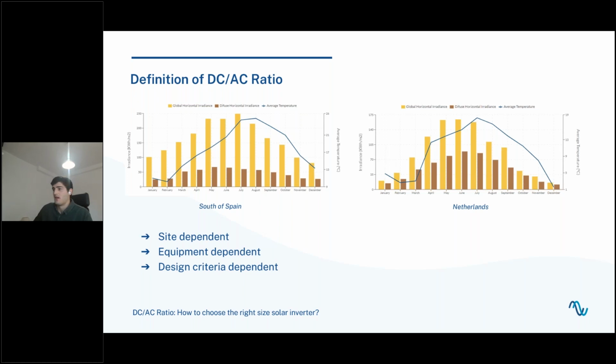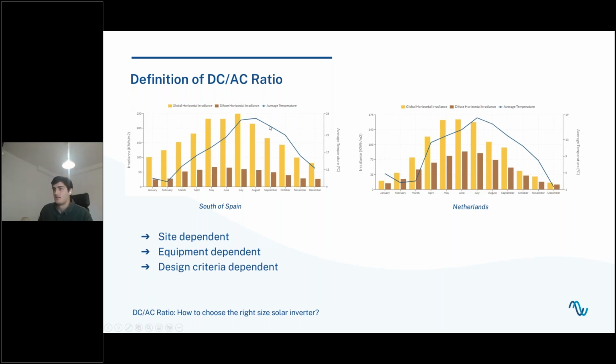For example, I have added a couple of meteorological data from the south of Spain and from the Netherlands, and we can see how the meteorological conditions are completely different. In the south of Spain, we will have more irradiance and more temperature, while in the Netherlands we will have less irradiance and less temperature. So there will be many differences in the operation of the modules in both locations, and the DC-AC ratio in both locations could be completely different.